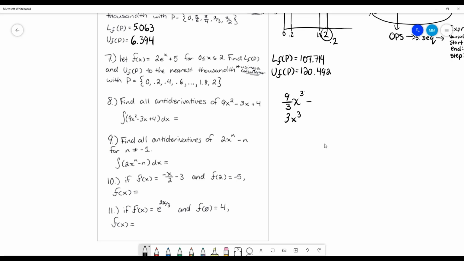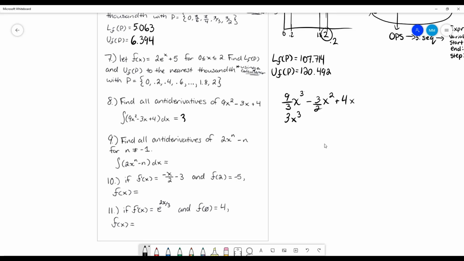And then minus, got that 3. And I'm going to add 1 to the exponent. So that gets to be squared. And then divide by our new exponent. And then plus 4. That's technically x to the 0. So I'm going to add 1. So it's just x to the 1. Or x.